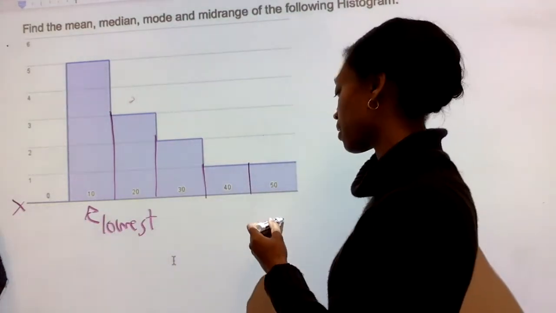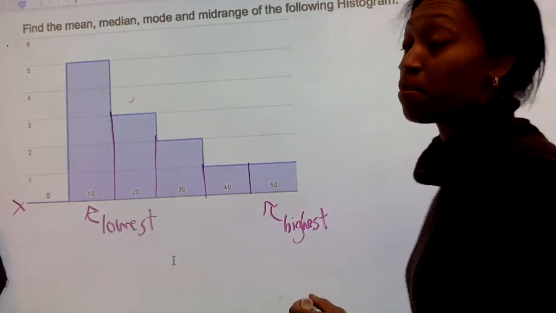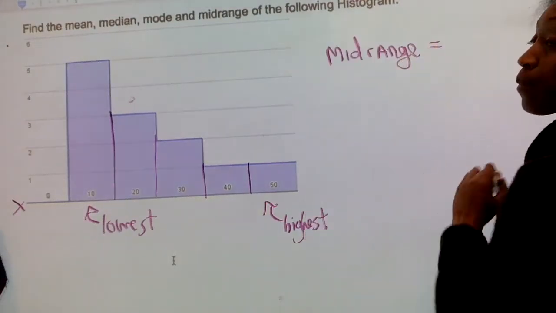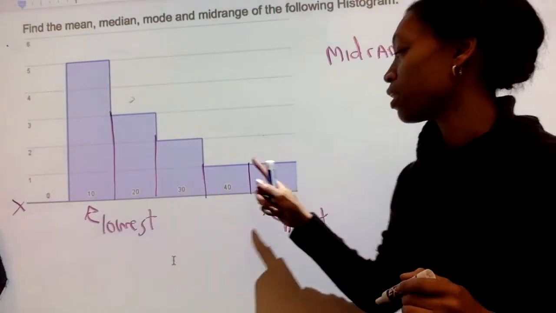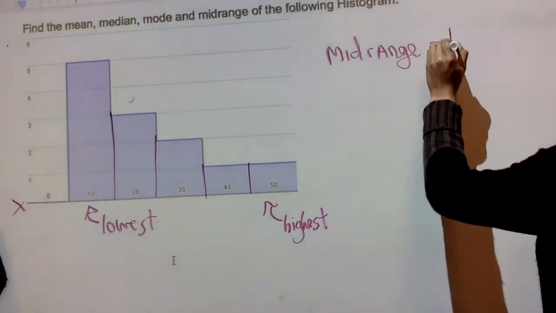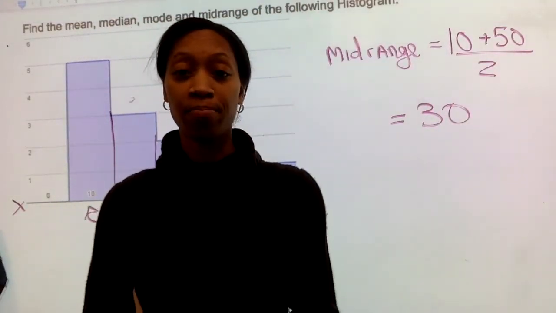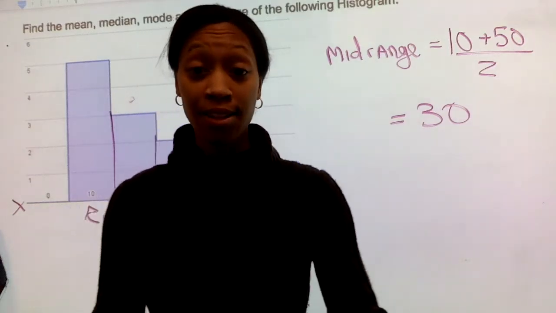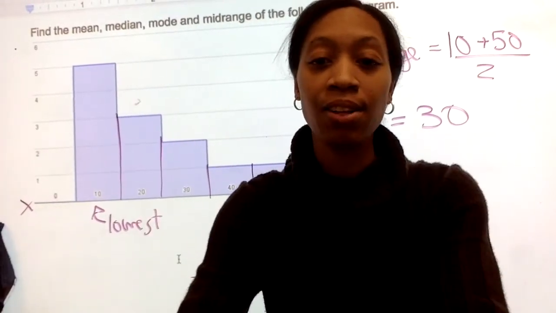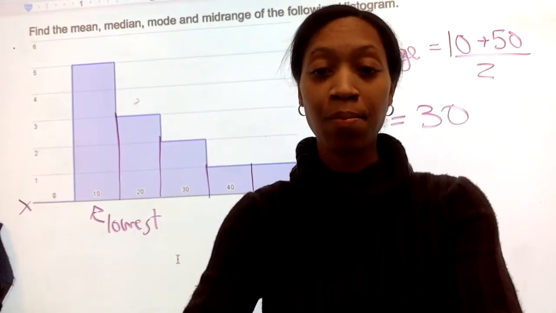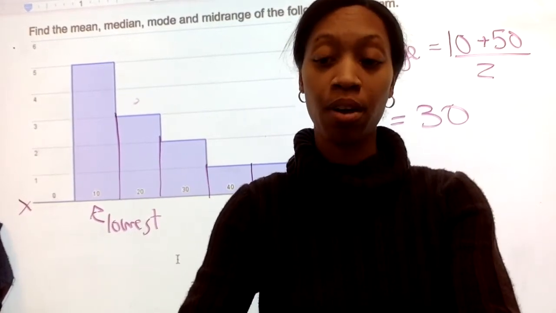And here's my highest. So that means my mid-range equals my lowest 10 plus 50, highest, and divide by 2. So the mid-range is 30. All right, great. So that's with the histogram. And now let's see if we can do the same type of thing with a stem and leaf plot.